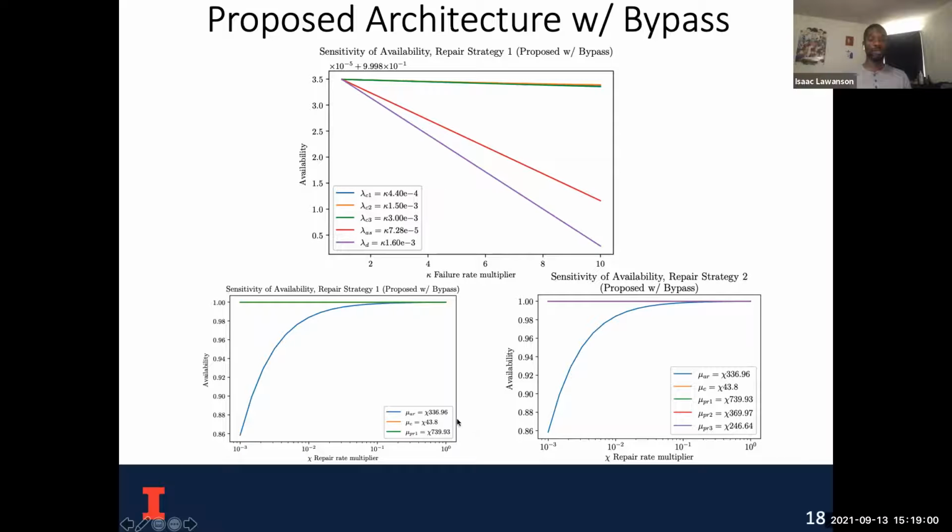And then at the bottom, where we have impacting the repair rates, we see the same trend where the capacitors are having pretty much zero effect, and also the passive rectifiers on this one as well. Even when we reduce the passive rectifier repair rates by a lot, the availability is still very high. For the repair rates of the active rectifiers though, if we reduce them by up to 10 to the negative 3, they only drop to 0.86 compared to the 0.65 of the proposed and the 0.5 of the baseline architecture.